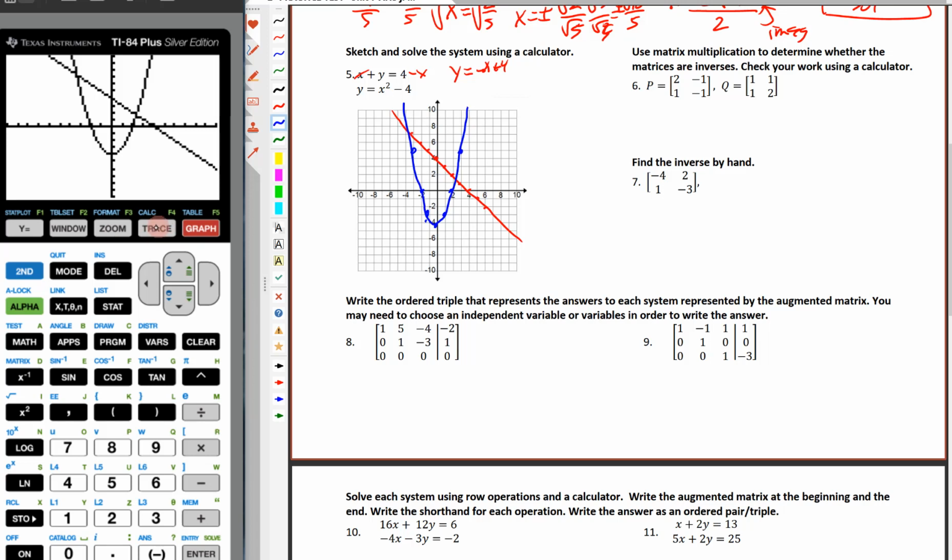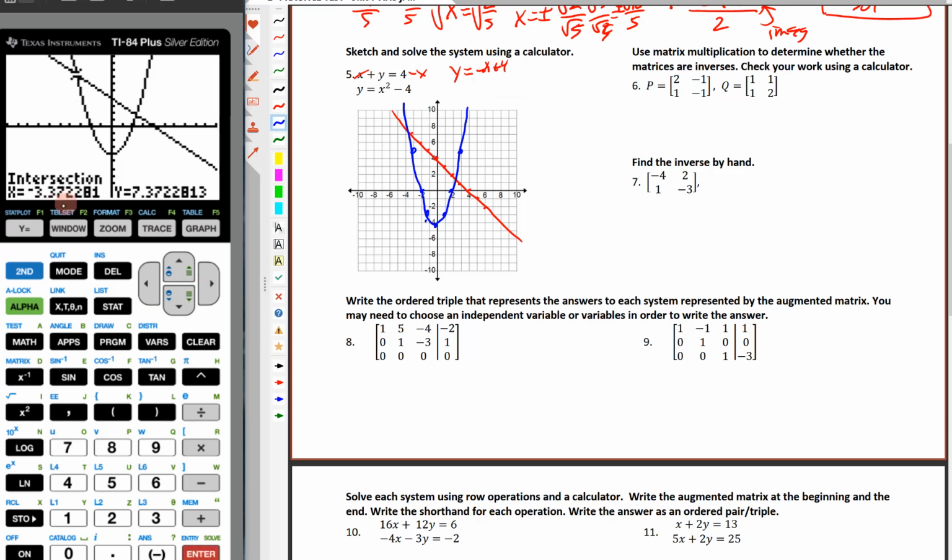Again, this is going to be second trace, second calc. And we're going to do number 5. We do have to say, yes, the line is the first curve, and the parabola is the second curve. And then I'm going to go for the one on the left first. So somewhere around right, whoops, went a little too far, around right there.